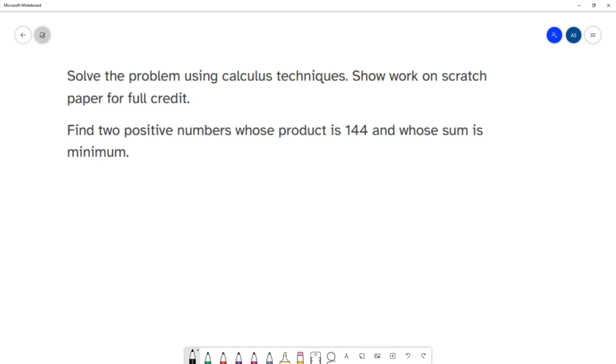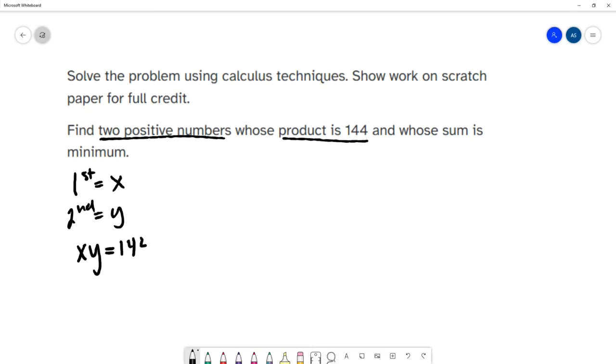So what we're going to do is establish variables for the two positive numbers. I'll let the first number be x and I'll let the second number be y. We're given that the product of these numbers is 144. So if I multiply those two numbers together, I'm going to get a result of 144. And we want to find these two numbers so that the sum is minimum. So the sum of these two numbers, x plus y, needs to be minimized.